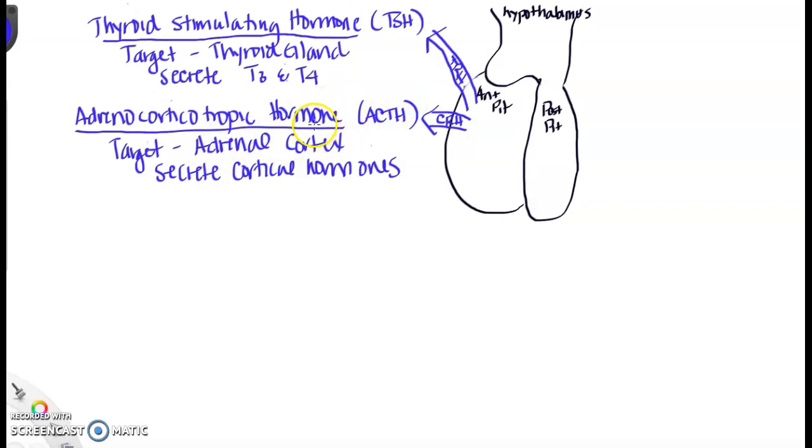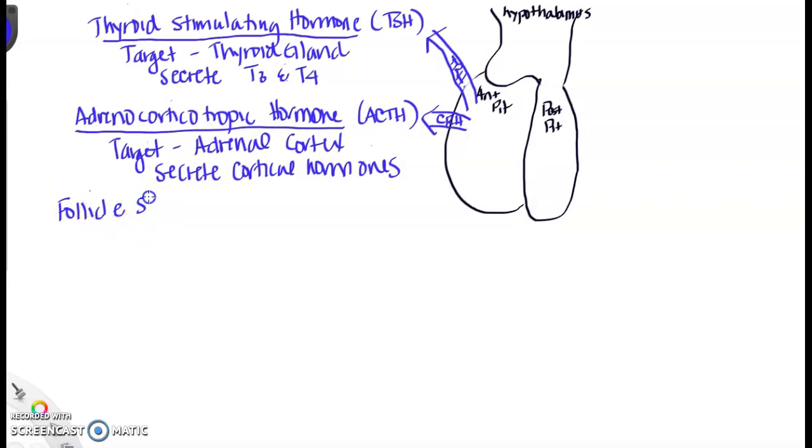Now, what is a tropic hormone? Because adrenocorticotropic hormone. A tropic hormone is a hormone that is released to a target whose response is to release another hormone. So thyroid stimulating hormone is also a tropic hormone. Adrenocorticotropic hormone is a tropic hormone. These releasing hormones are also tropic hormones. Okay?